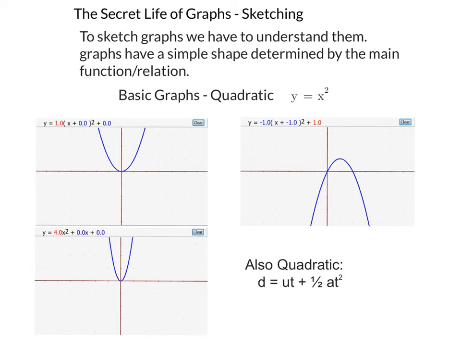So in this equation here, this one is just y equals x squared. This is y equals minus x squared. Minus x minus 1 squared plus 1. This one is 4x squared. So while these other numbers change where the graph is, and might even put it upside down or make it narrower, they are still the same basic shape. X squared is the shape of a parabola.